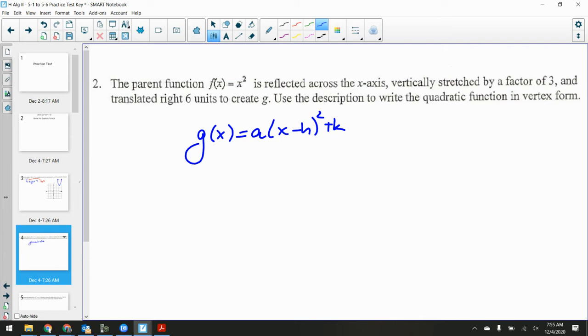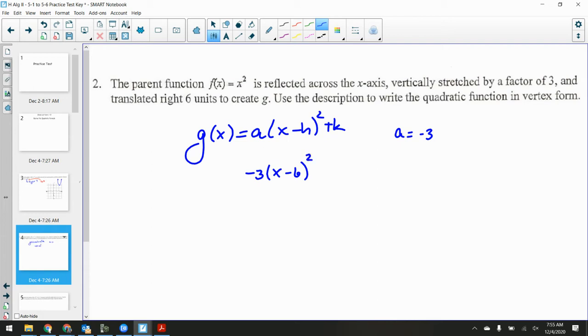Reflected across the x-axis and vertically stretched by a factor of 3. That means my a value is going to be negative 3. I can combine those 2 transformations to get my a value. It's reflected across the x-axis, so it's a negative, and it's vertically stretched by 3, so it's negative 3. So negative 3. And now, has it moved any left or right? Yeah, it's moved 6 units to the right. X minus 6. And then, has it moved any up or down? No, it doesn't look like it.